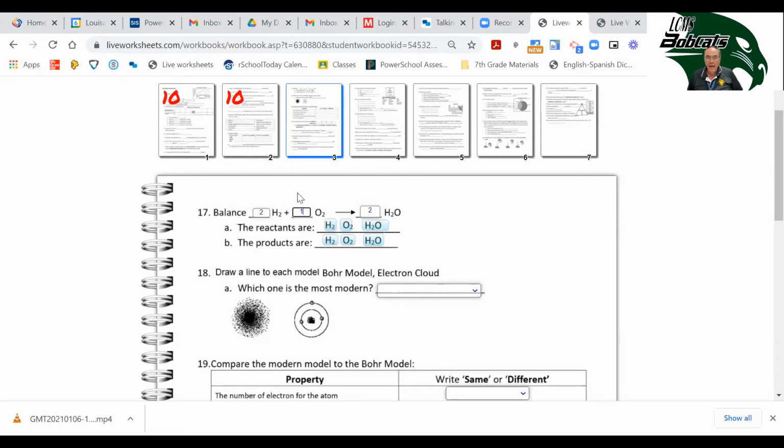coefficient. Reactants are the things that we begin with. So the reactants are the H2 and the O2. The product is what gets made. So it would be the H2O.